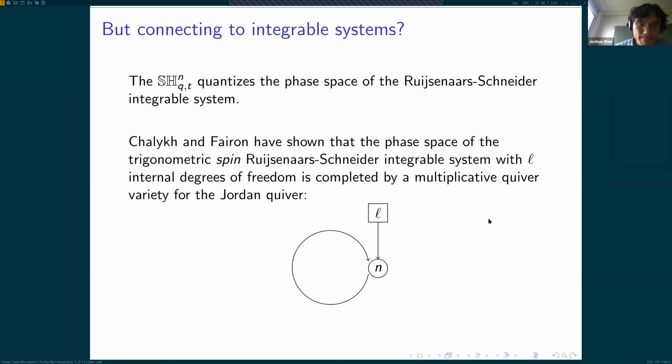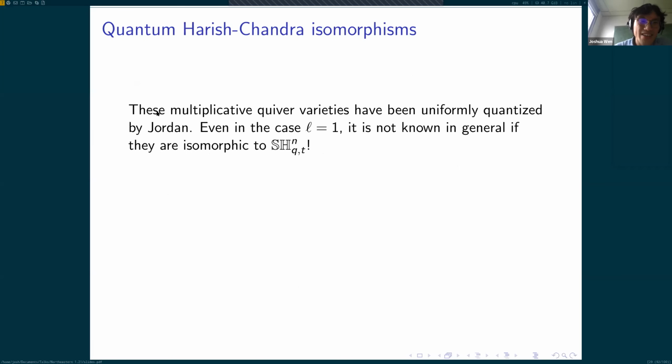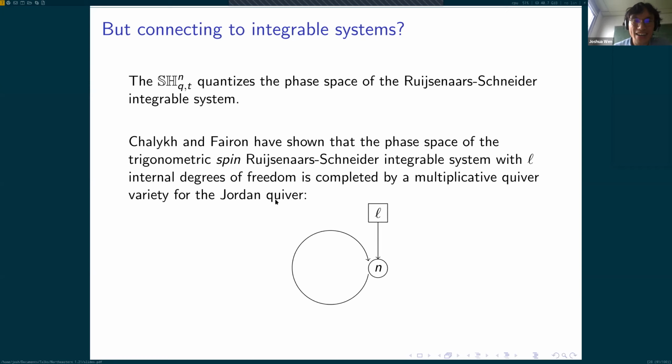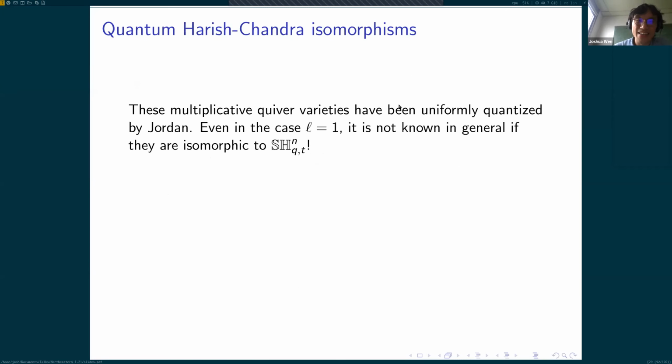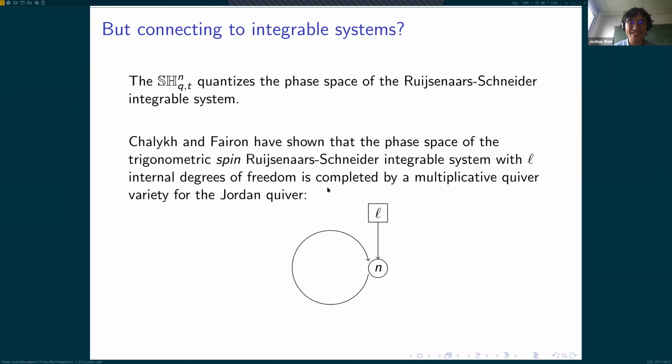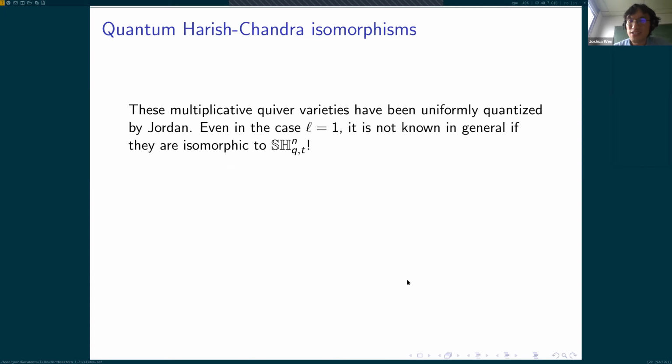And you can quantize these multiplicative quiver varieties. David Jordan's thesis is basically on that topic. In the case of general L, this is the only way I know how to quantize these multiplicative quiver varieties. And in the case of L equals 1, it's not even known if Jordan's quantization is isomorphic to the spherical DAHA. The spherical DAHA quantizes that quiver variety, but we don't know if Jordan's quantization is isomorphic to it, so you could possibly have multiple non-isomorphic quantizations.